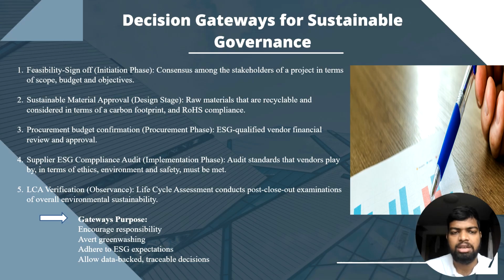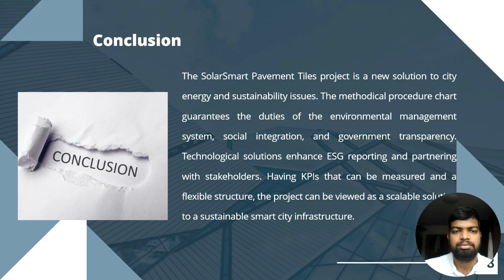There are five key decision gateways, each serving to uphold strict and balanced ESG standards. The first gateway, feasibility sign-off, ensures all stakeholders agree to the project scope and budget. During the design stage, raw materials are approved by carbon review. Everything I have mentioned, like gateway purpose, you can see in this decision gateways slide.